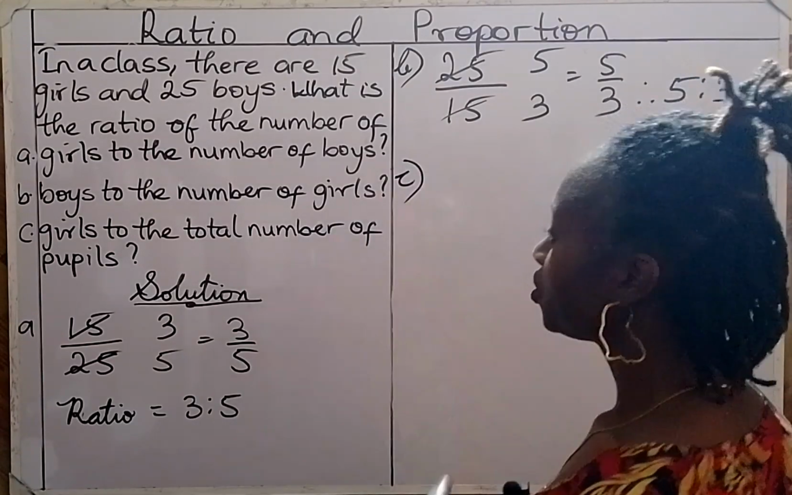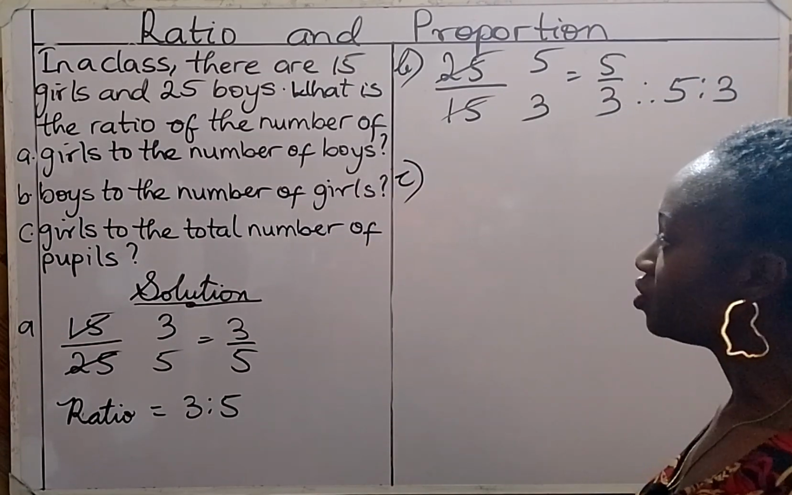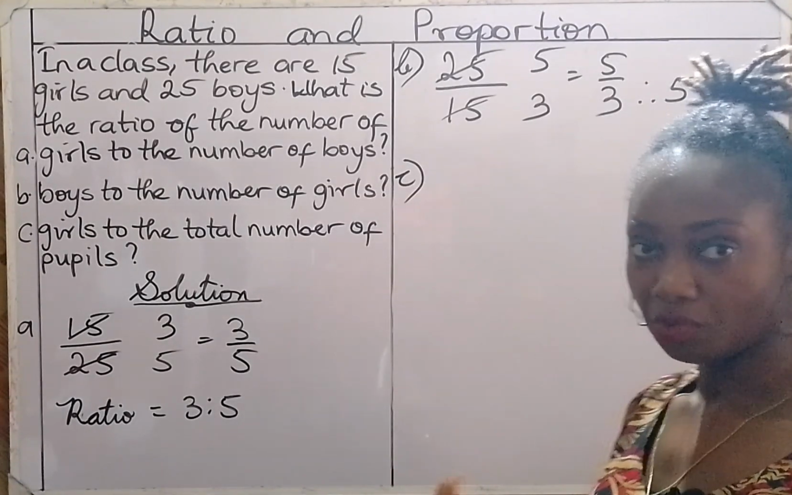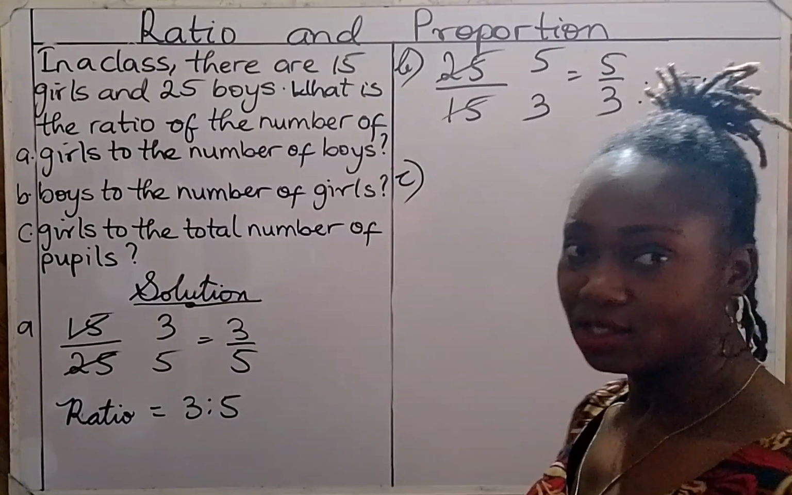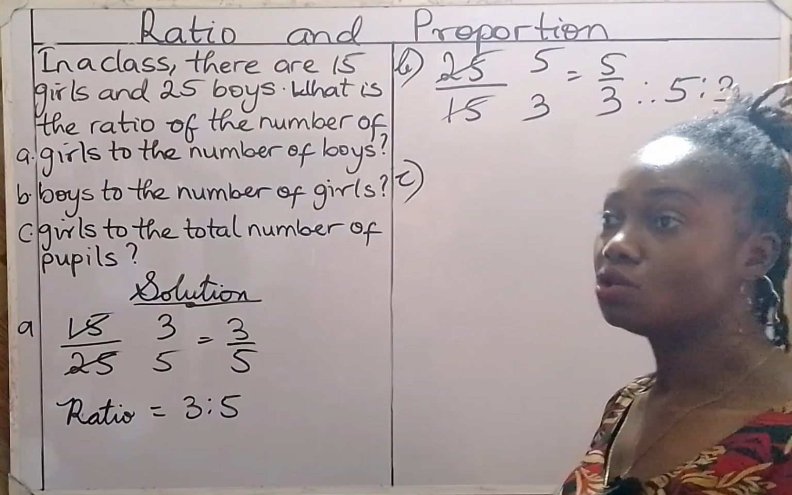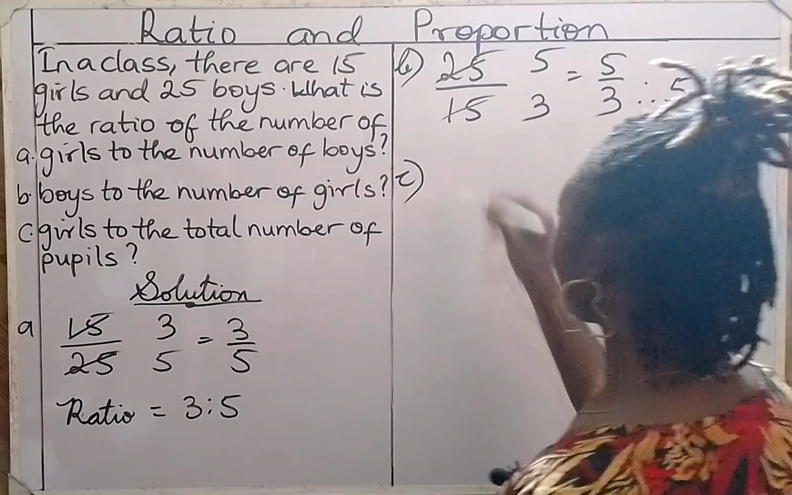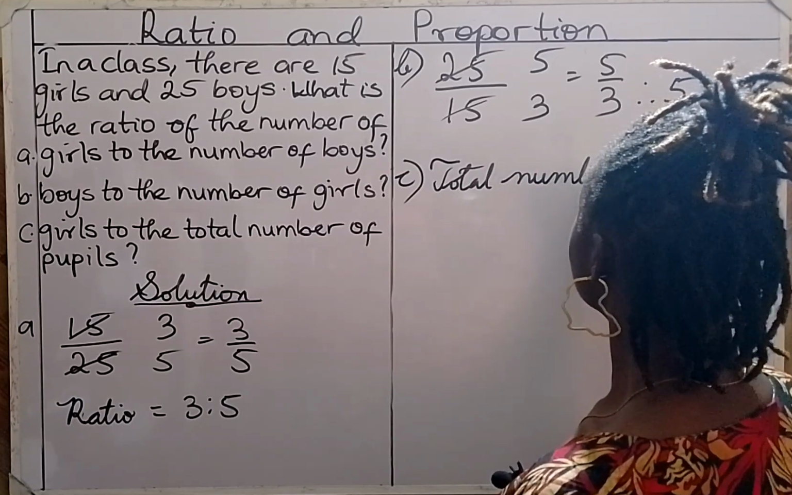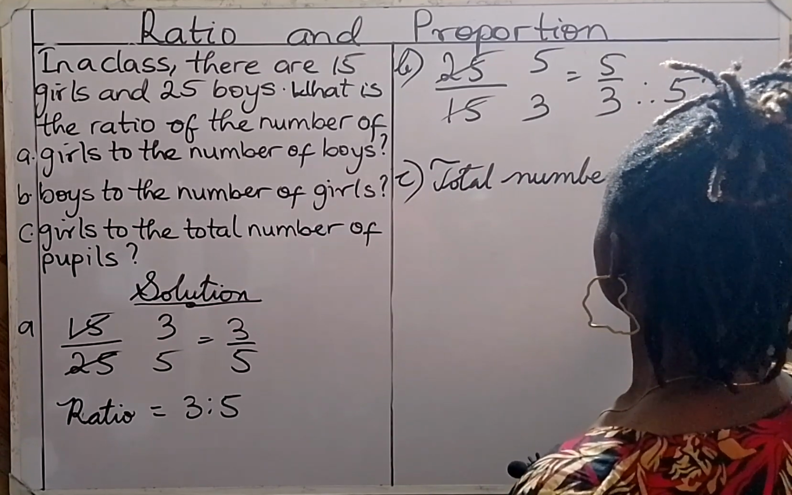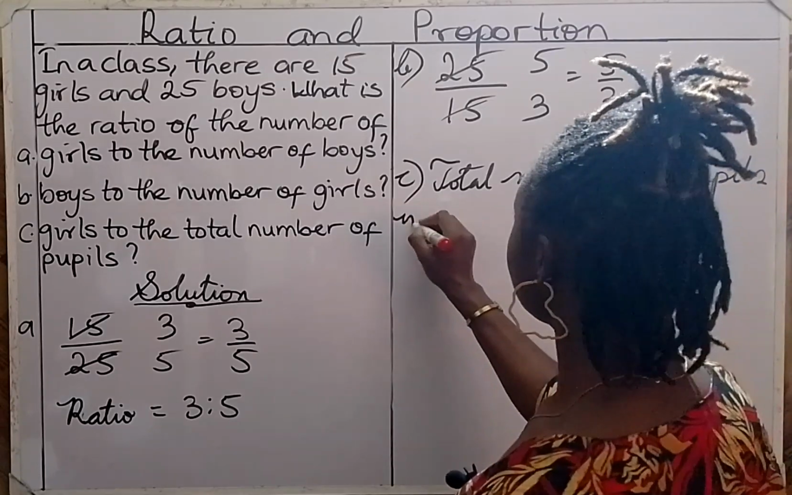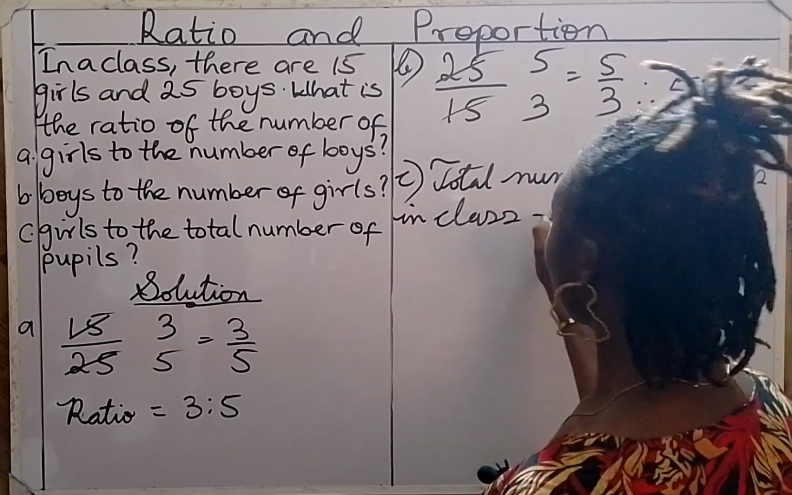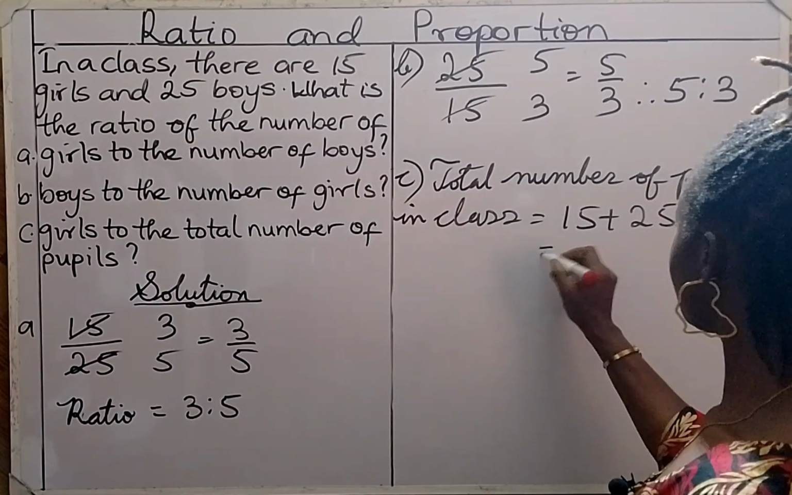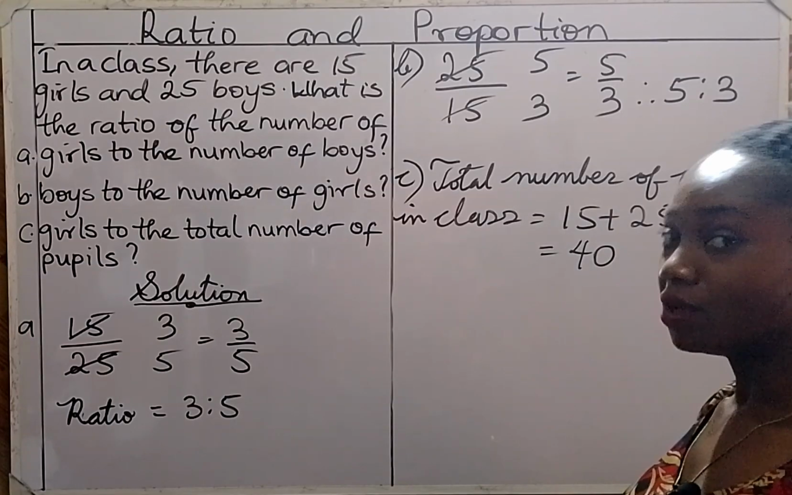Then the next one, we are asked to find the ratio of the number of girls to the total number of pupils. Now, how do we get the total number of pupils? We are going to add the number of girls to the number of boys to know the total number of pupils in a class. So we'll say total number of pupils in class equals what? 15 plus 25. And what's 15 plus 25? 40.